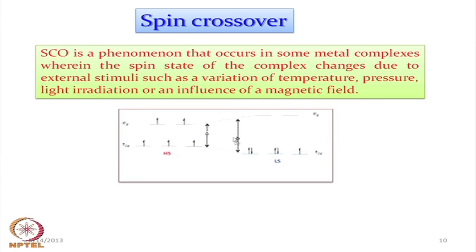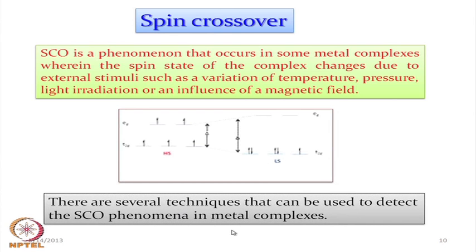That means this delta is basically now close to the pairing energy, and as a result we push these two electrons to the lower level for pairing. So, if P is close to this delta value, we do not know what should be the situation, whether it would be high spin or low spin. So, there are several techniques also, how we can find out the spin crossover molecules, that can be used to detect the SCO phenomena in metal complexes.